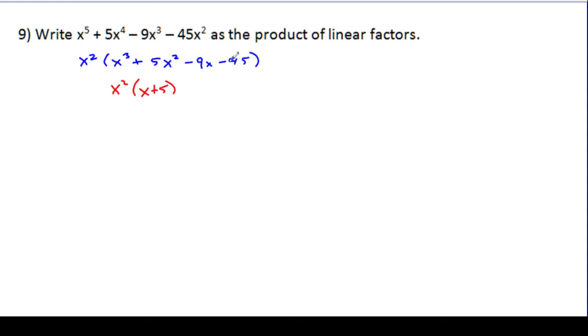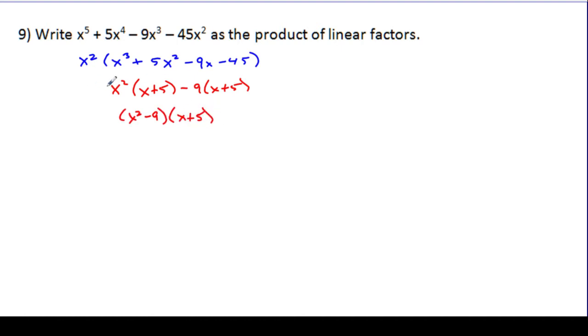Then it looks like I have a 9 or -9 in common in my second group. So I'm going to remove the -9, and I have another x plus 5. Those matching x plus 5s are my confirmation that this does actually factor. Sometimes it doesn't work out, but in this case it did. So I'm going to say x squared minus 9 and x plus 5.